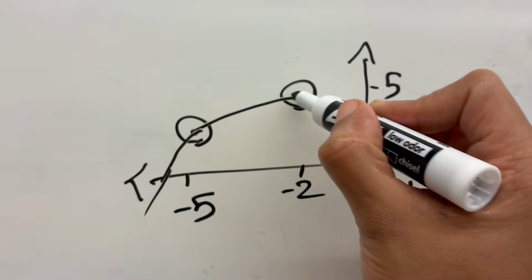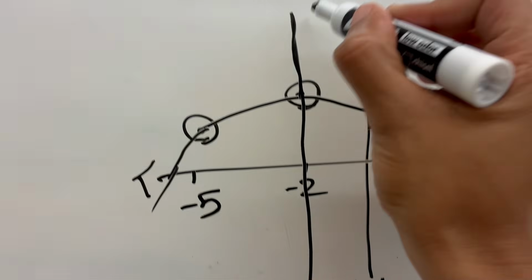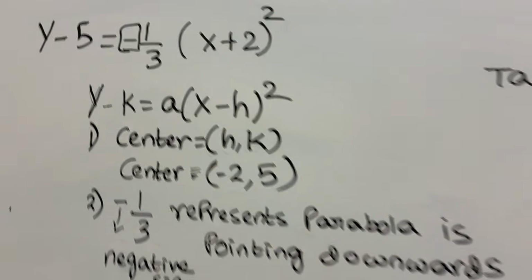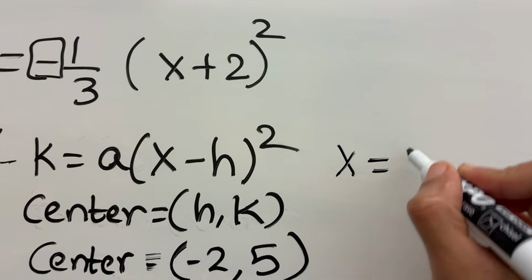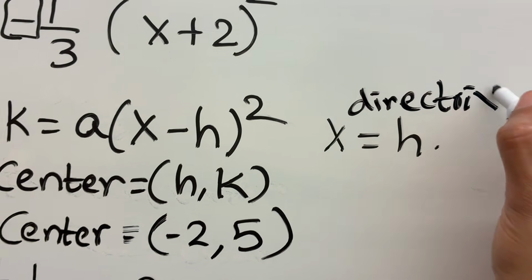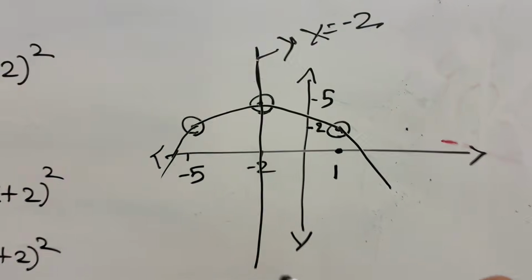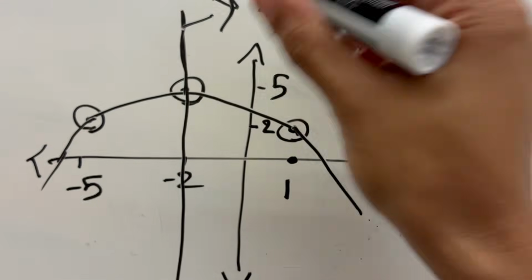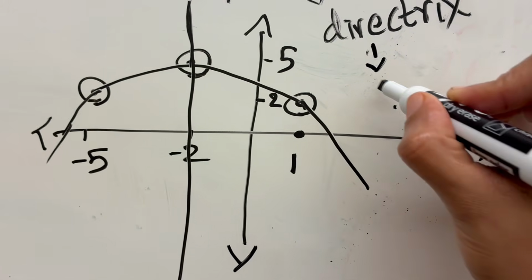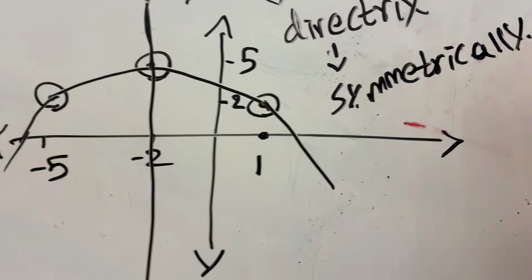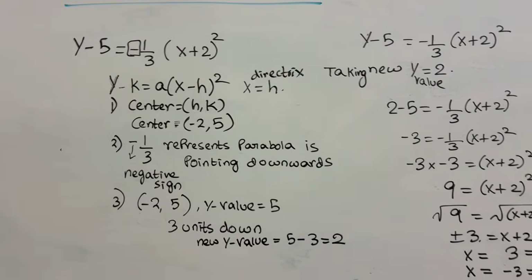So, and my directrix would be this, x equal to minus 2. For the parabola, the directrix will be x equal to h. So here my h value is minus 2. So I'm drawing the directrix as x equal to minus 2. So this becomes the directrix here. Directrix is nothing but the line that is passing through the parabola that divides the parabola symmetrically. So this is a total glimpse of the problem here.